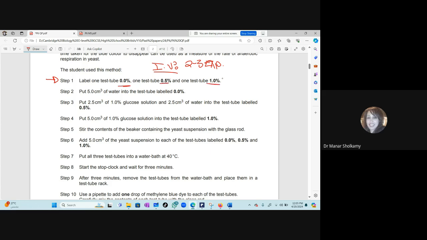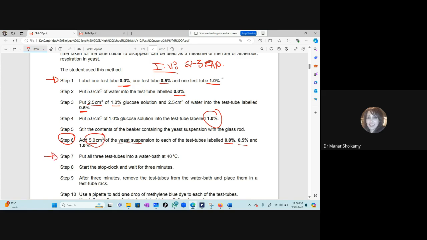Step 2, put 5 centimeter cubes of water into the test tube labeled 0, and then put 2.5 of 1% glucose solution and 2.5 centimeter cubes of water into the test tube labeled 0.5. So they're showing you the steps. They're diluting their solution as we are going along. And then step 4, put 5 centimeter cubes of 1% glucose solution into the test tube labeled 1%, and then stir the contents of the beaker containing the yeast suspension with a glass rod. Step 6, add 5 centimeter cubes of yeast suspension to each of the test tubes labeled 0, 0.5, and 1. So this is definitely a control because we put the same volume of yeast in every test tube.